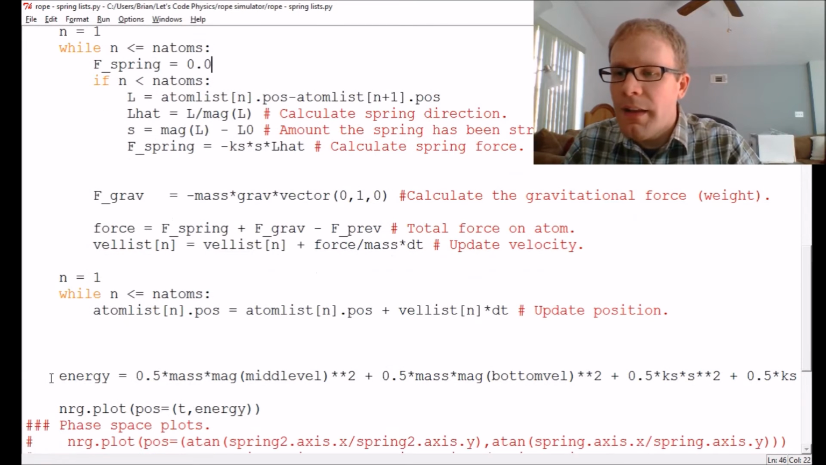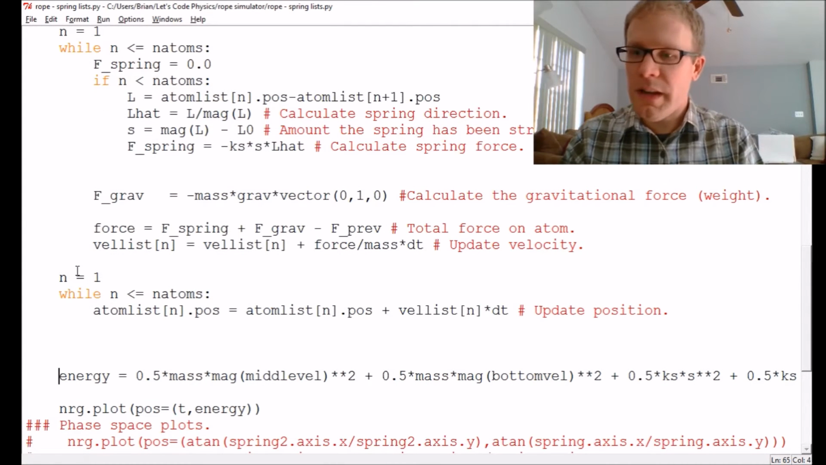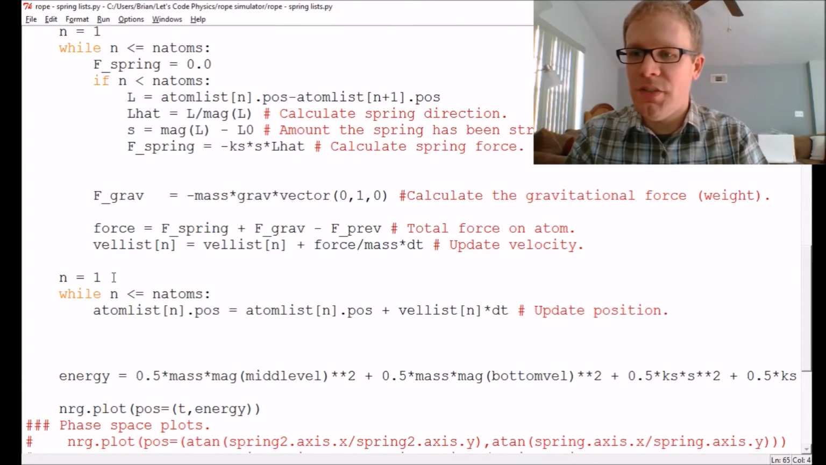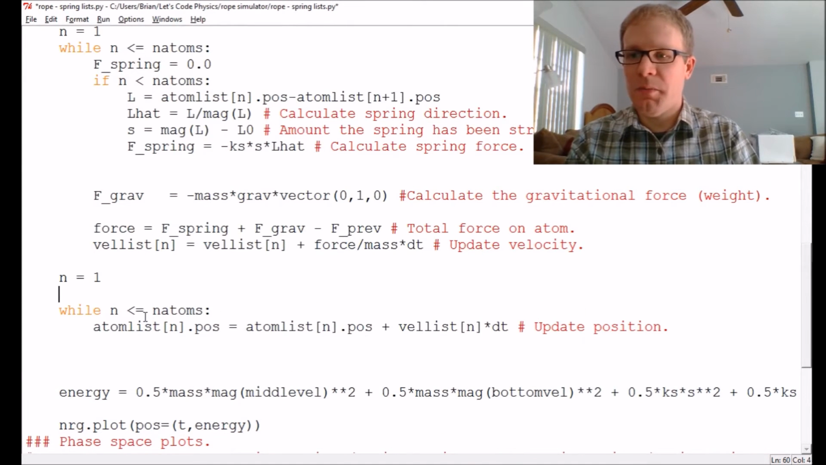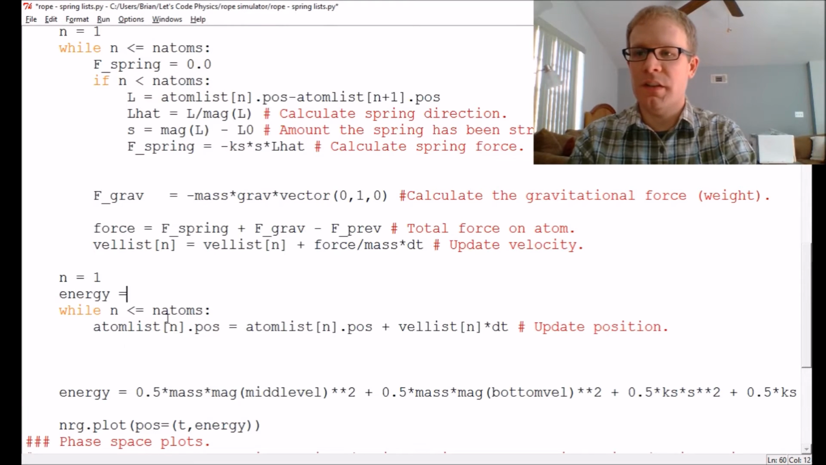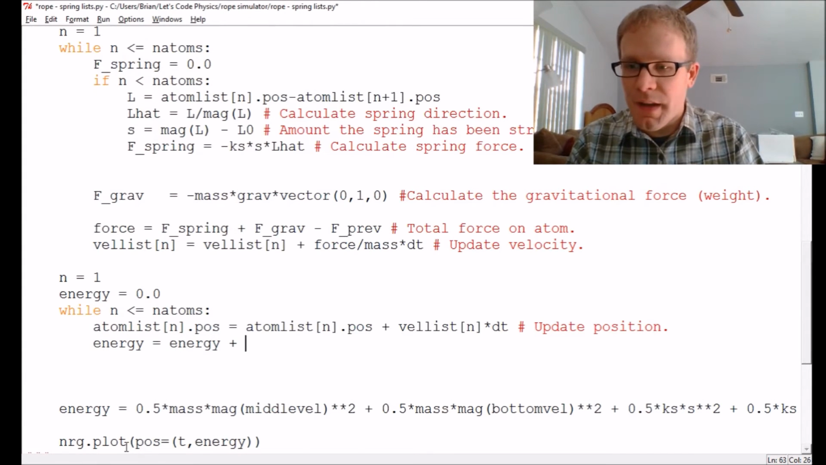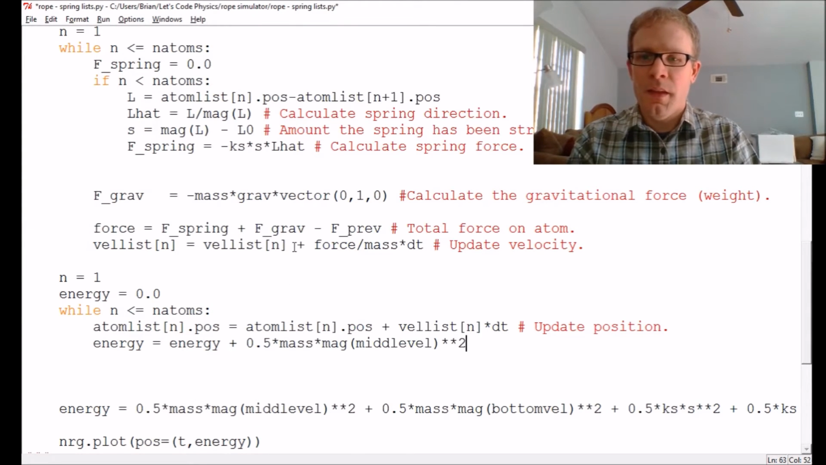Okay, cool. Now here's the thing. I also want to do an energy calculation. So let's incorporate the energy calculation into here. So we'll say energy equals 0.0. And then what we'll do is we'll add the energy for each one of these. So energy equals energy plus, and then I need the kinetic energy for each atom. So that's going to be 1/2 mass times magnitude. Now I'm looking at the vel list of n.